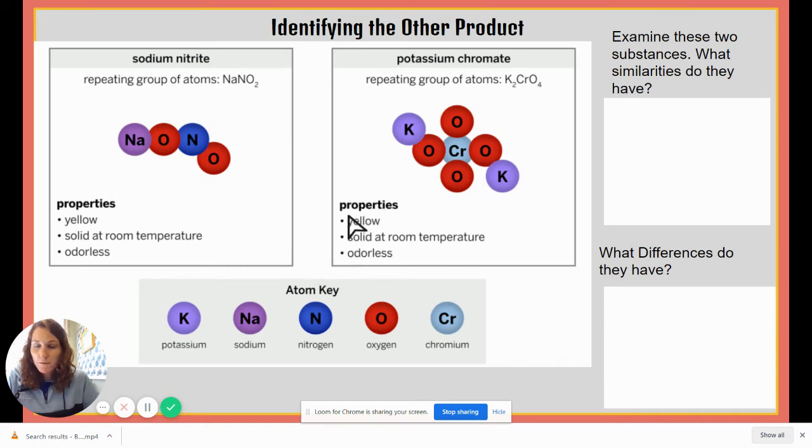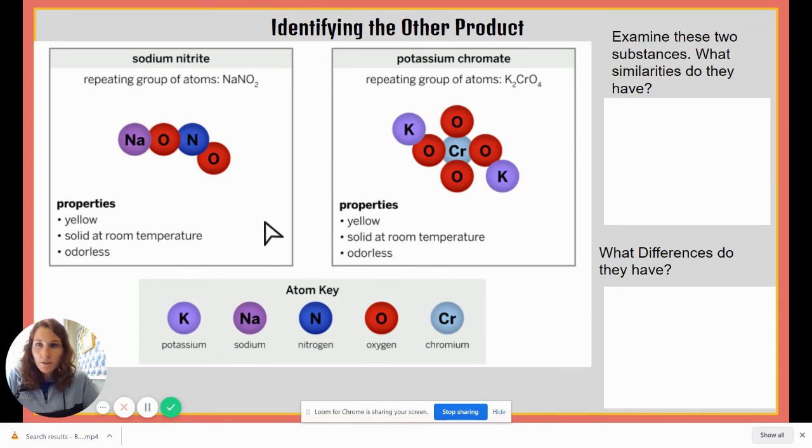They're made of repeating groups of atoms. They are made of extended structures. They all have oxygen atoms present. They're yellow, solid at room temperature, and odorless. Now, what do they have different? That's the key. What do they have different?